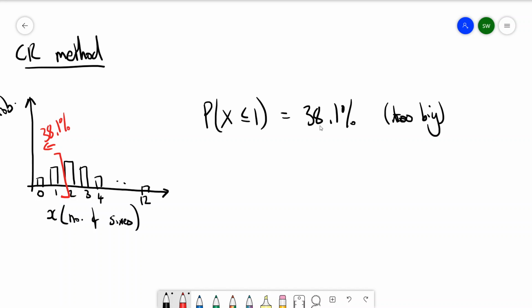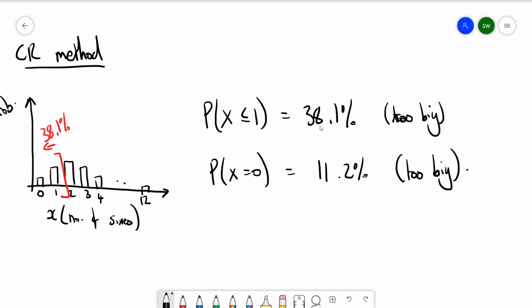So the only other value that we could try is less than or equal to 0, or basically equal to 0. So the probability of x equaling 0 is 11.2%. And this is actually also too big. So this is a bit of a weird question. We don't actually have a critical region. It's impossible at the 5% level to be in the critical region, because that's 11.2%.